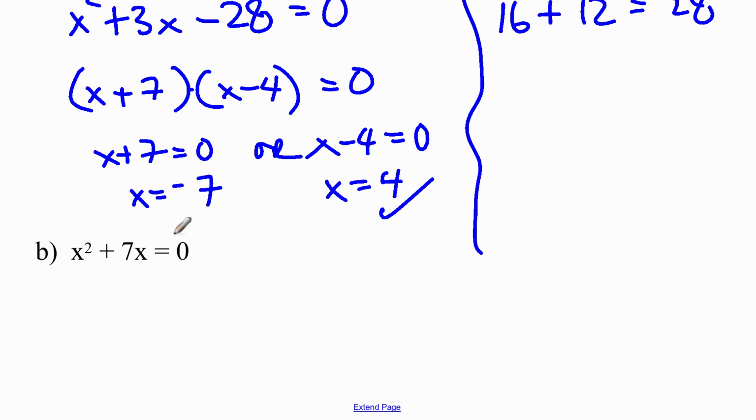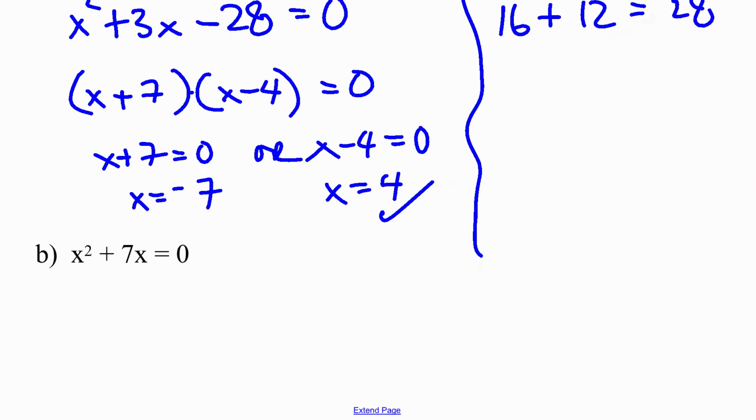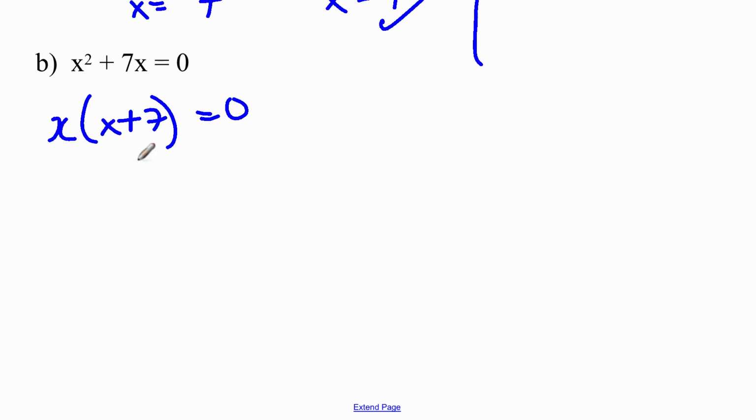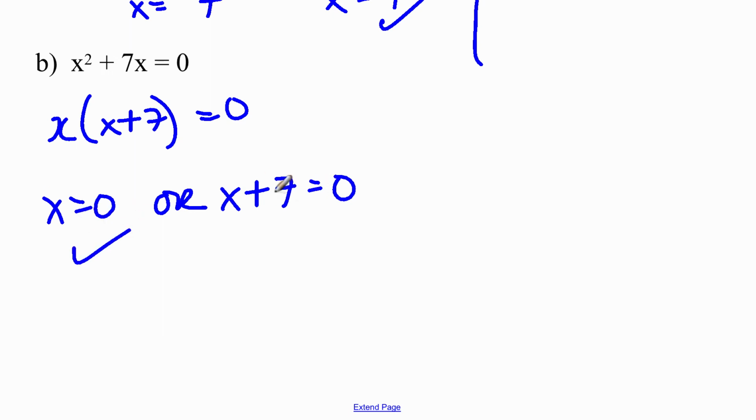Here's another one. This doesn't have a third term like the one up above, but I can factor a common factor out of that. So it'll be an x times x plus 7 is equal to 0. Again, I have two things that multiply together to give me 0. So x equals 0 or x plus 7 is equal to 0. 0 would be one of my answers, and here I'd have to subtract 7 from both sides. So x equals negative 7 would be my second answer that would make this statement true.